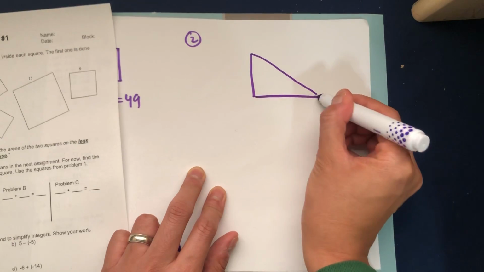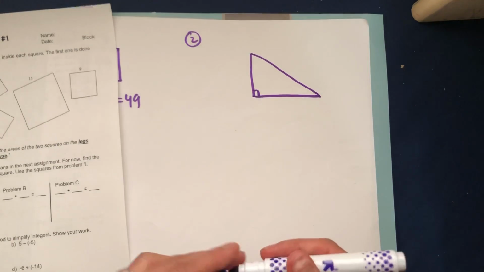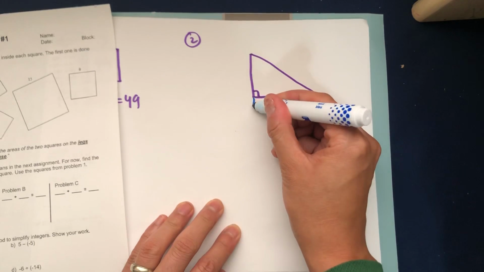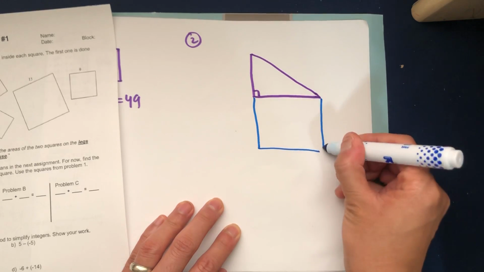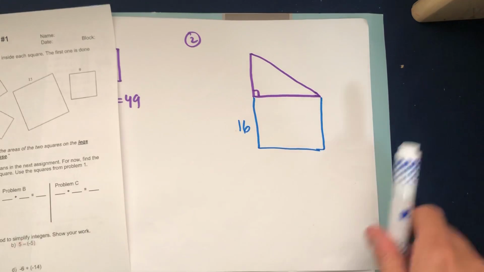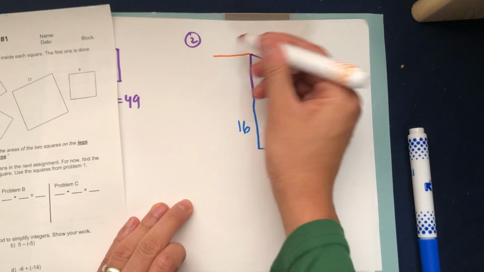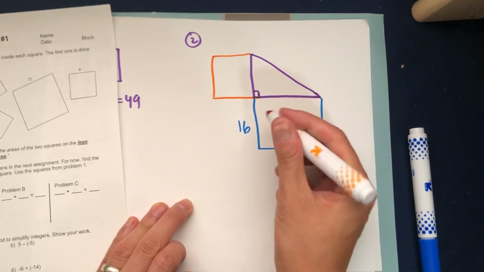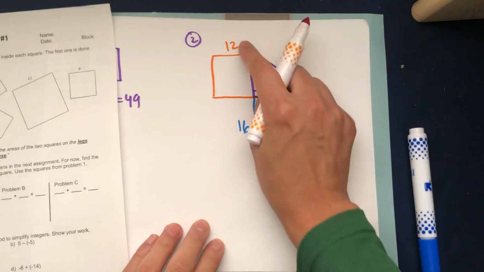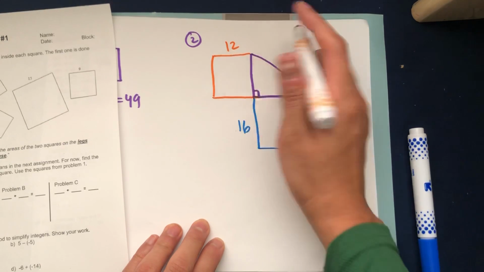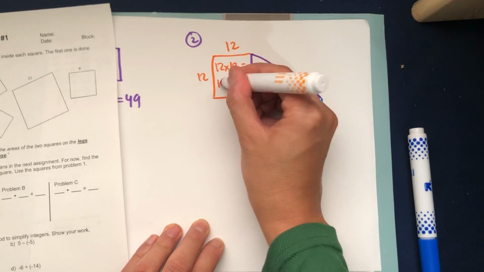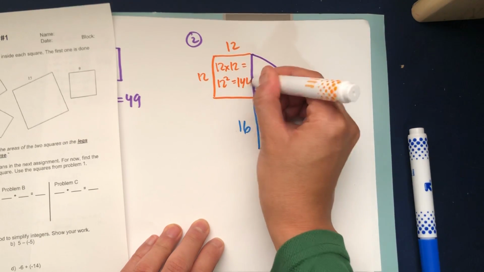So I'm going to draw my triangle first. And like I said, we'll describe more about what the Pythagorean theorem means in a bit. But let's say one of the squares has a side length of 16, and another square has a side length of 12. If we want to find the area of the orange square, we do 12 times 12. 12 times 12 is the same thing as 12 squared, and 12 squared is 144.